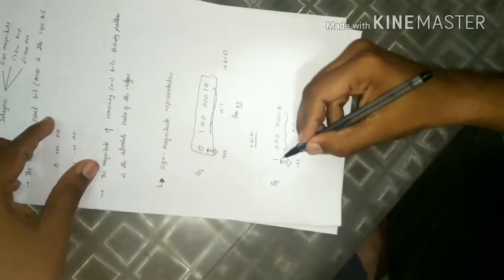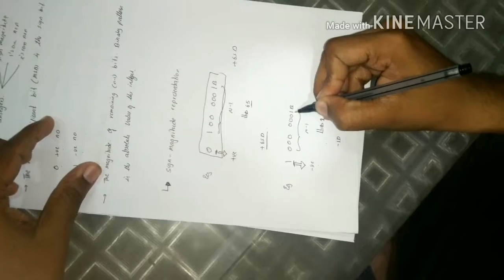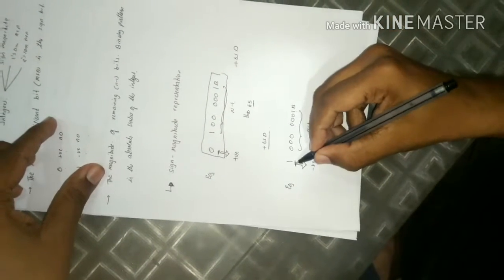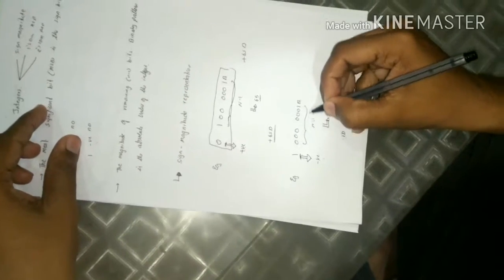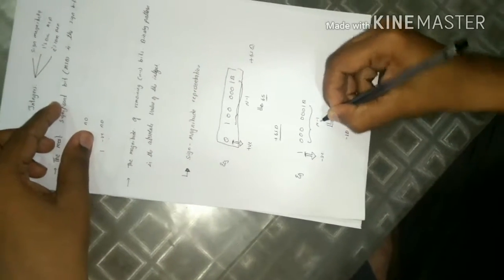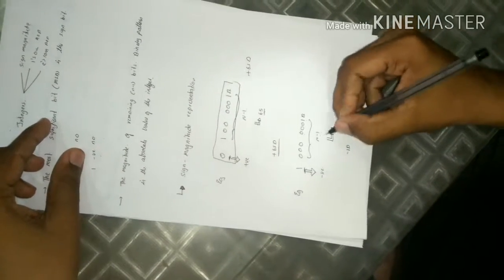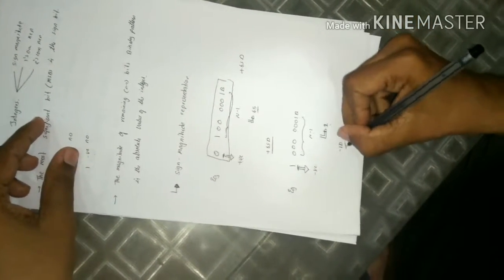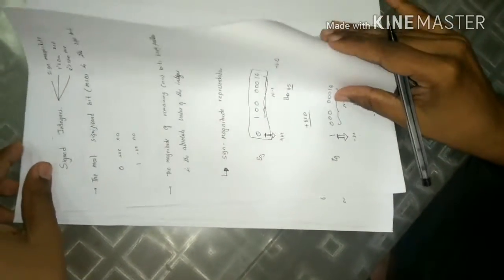Now let us take another number, 1000001. The most significant bit is 1, so it represents a negative number. The remaining n minus 1 digits represent the magnitude, which is 1, so it represents minus 1.